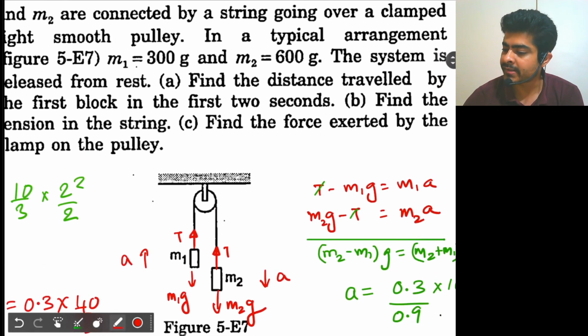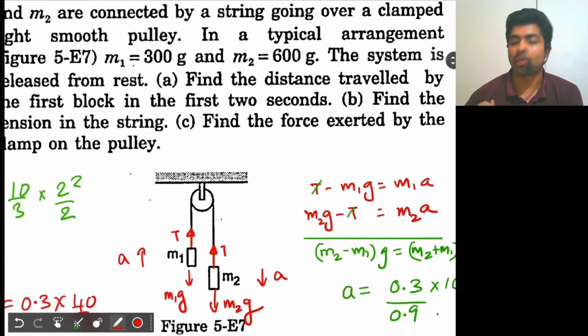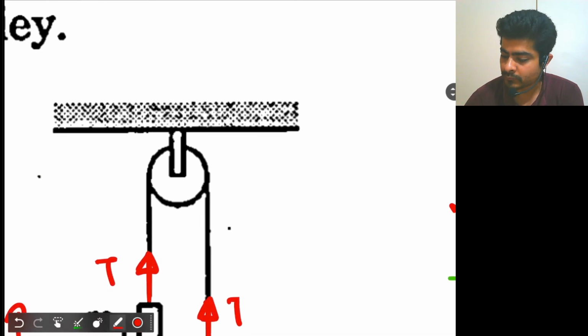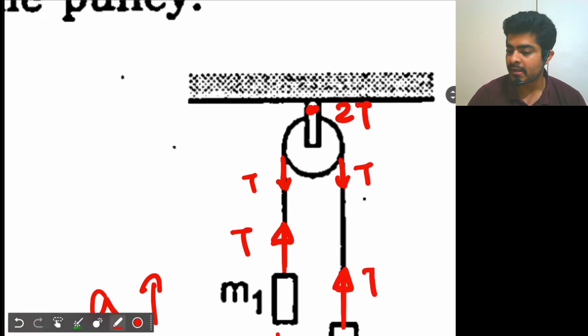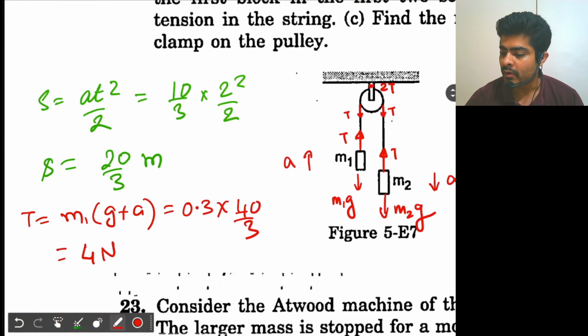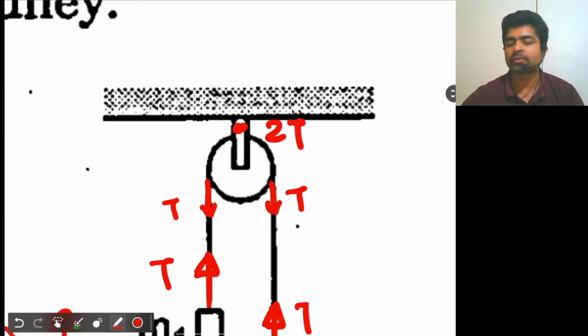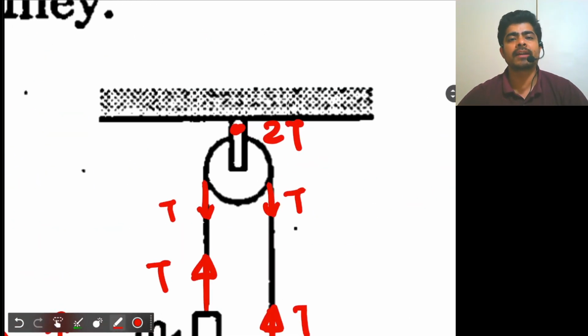Alright, now they are asking, find the force exerted by the clamp on the pulley. So the pulley is being pulled down by tension from both the sides. So net force on the pulley downwards is what? 2T. So the pulley will apply force on the clamp equal to how much? 2T. Since T is equal to 4 Newton, the force on the clamp will be 2T, that is 8 Newton.